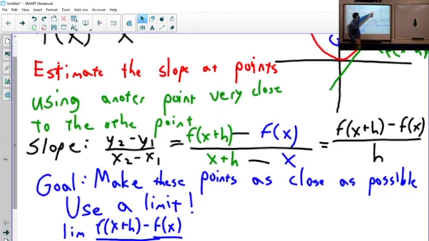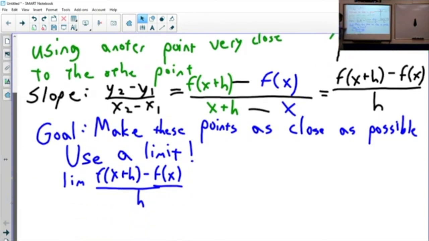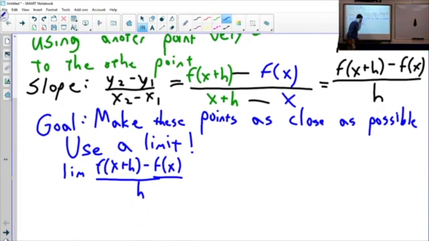Changing x would change where the blue point goes. I don't want to change where the blue point goes. I want to change where the green point goes. So we want h, that distance, and what do we want it to approach? I want a number. Oh, small number, 0.00000.